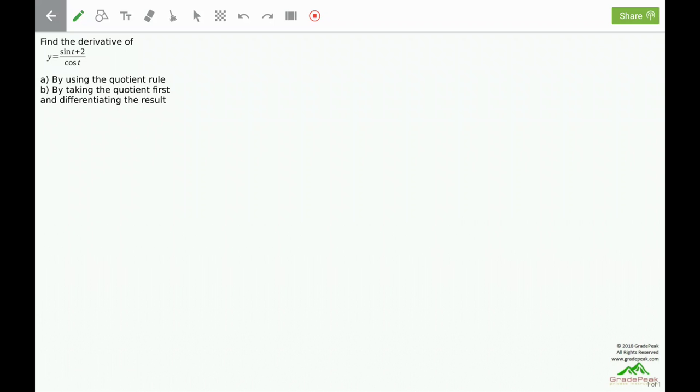Find the derivative of y equals sine of t plus 2 all over cosine of t, A, by using the quotient rule, B, by taking the quotient first and differentiating the result.